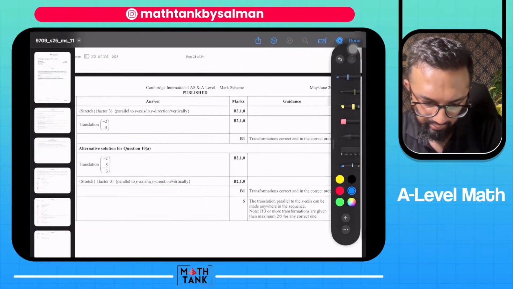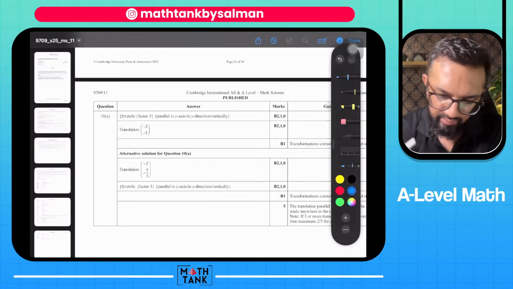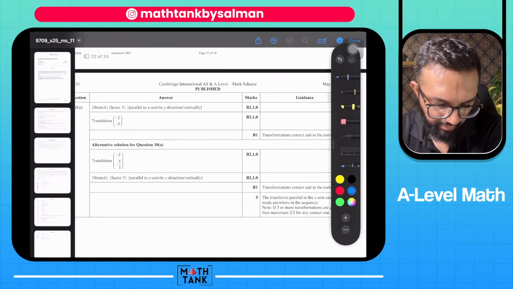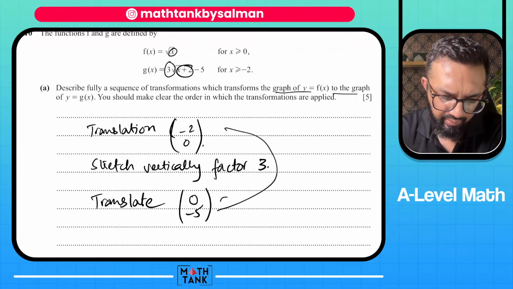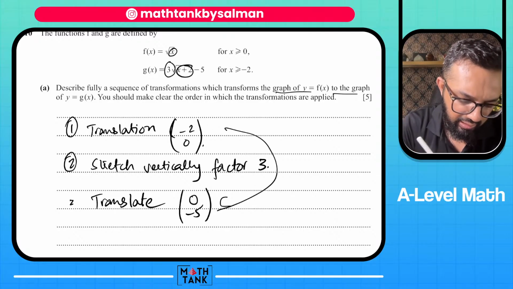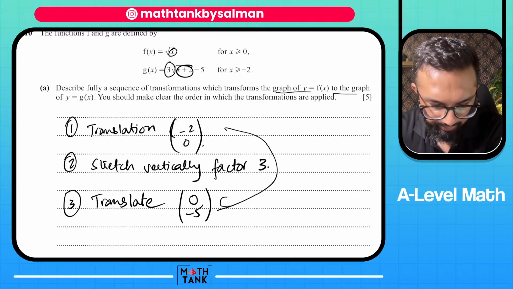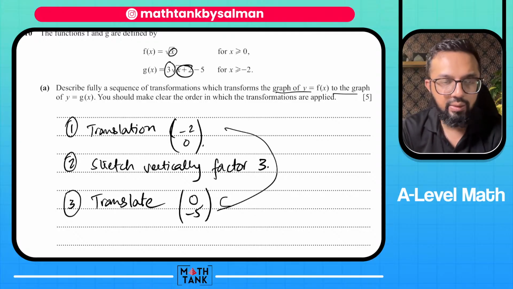Transformation is correct and the correct order. Stretch factor 3 parallel to y-axis and minus 2, minus 5. We can put these together as well, but I think separately should also be fine. So 1, 2, 3. If you're doing them together, then remember that you will have to stretch first and then translate.